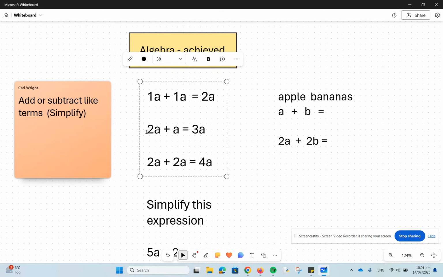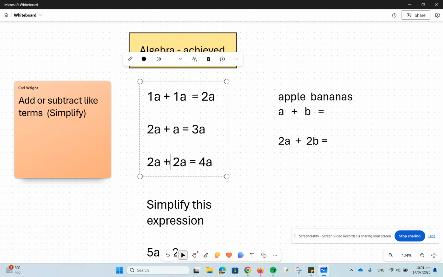Okay, so let's count this one. This one's got 2 in front of the a. This one has a 1 in front of the a. We don't usually write it though. So you add the 2 and the 1 together, and that gives us 3 of them. And remember the power and the letter don't change. They stay the same. Okay, so we've got 2 a's. We add them together, and now we've got 4 of them.